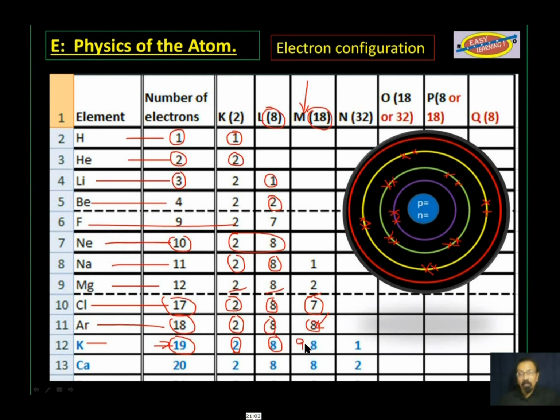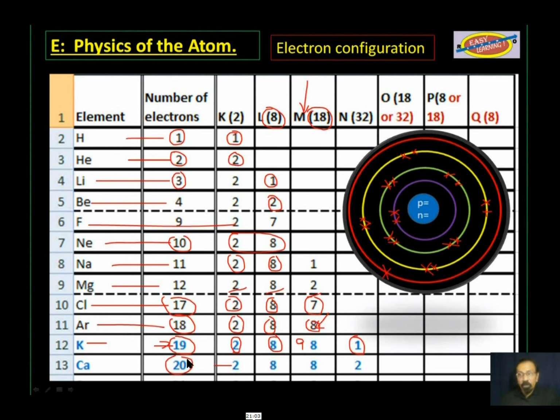What happens is it does have the 8, and this one here goes over to the next shell, which is highly unusual. So we have an anomaly with potassium, and basically the same thing happens with calcium.